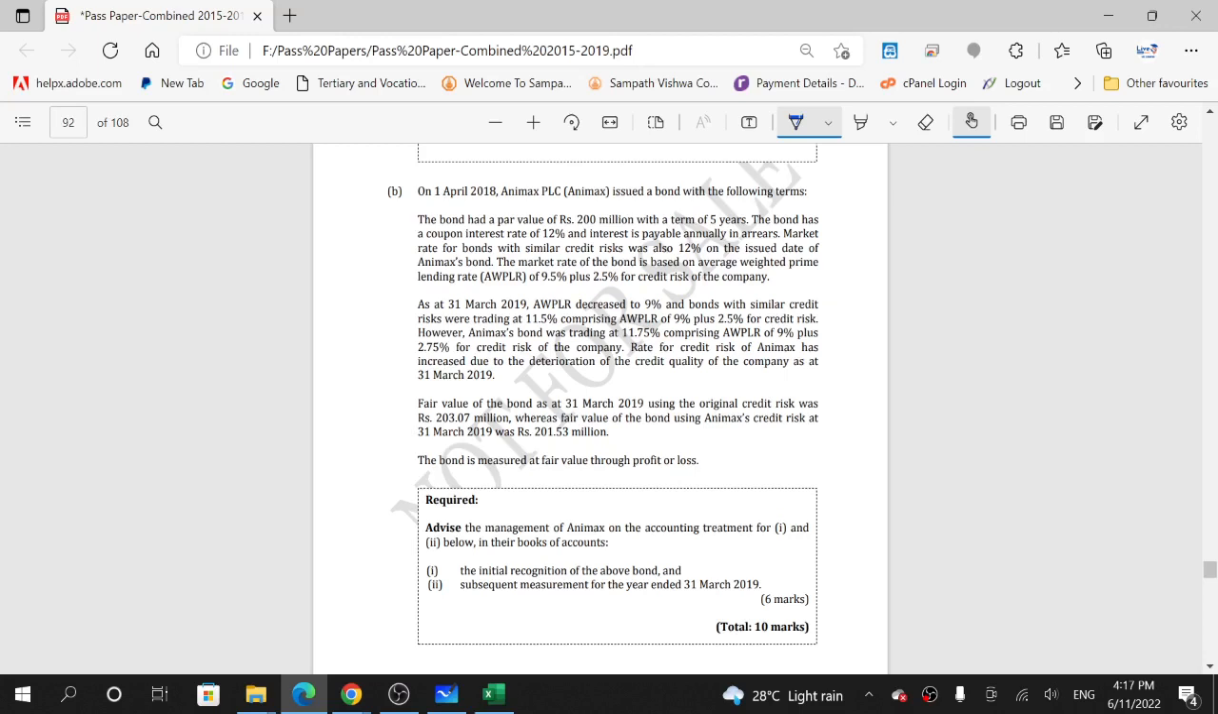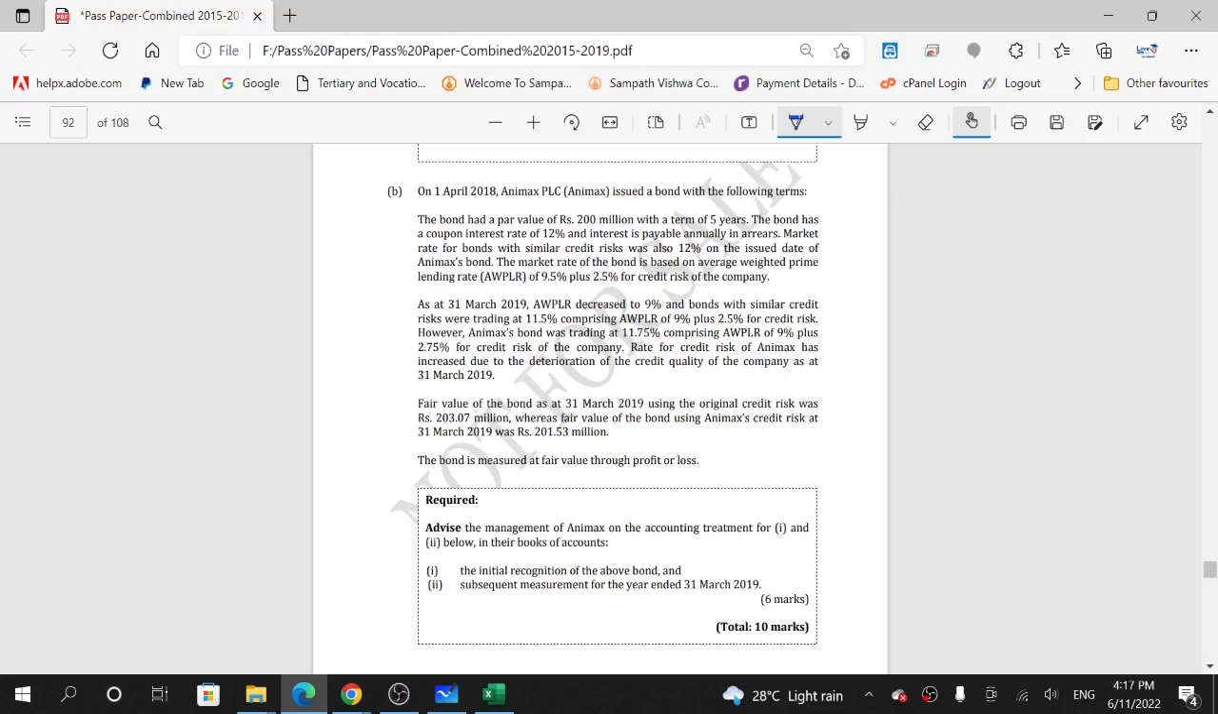On 1st April 2018, Animex PLC issued a bond with the following terms. The bond has a par value of 200 million with a term of 5 years. The bond has a coupon interest rate of 12% and interest is payable annually in arrears. Market rate for bonds with similar credit risk was also 12% on the issue date of the MX bonds.